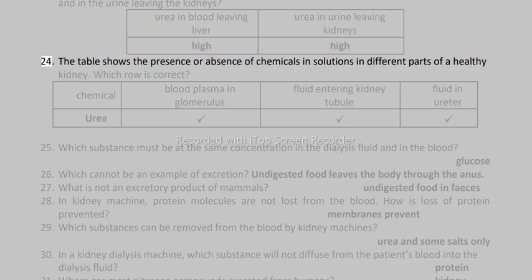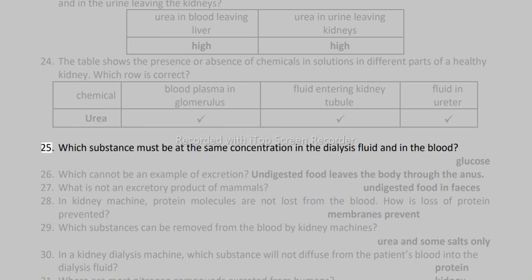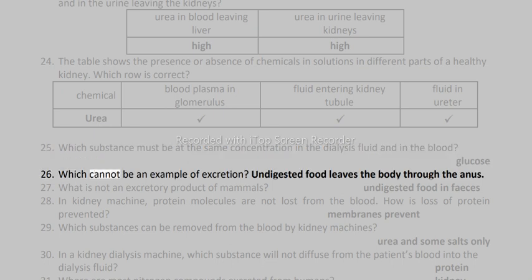24. The table shows the presence or absence of chemicals in solutions in different parts of a healthy kidney. Which row is correct? Chemical: blood plasma, glomerulus, fluid entering kidney tubule, fluid in urea. 25. Which substance must be at the same concentration in the dialysis fluid and in the blood? Glucose. 26. Which cannot be an example of excretion?